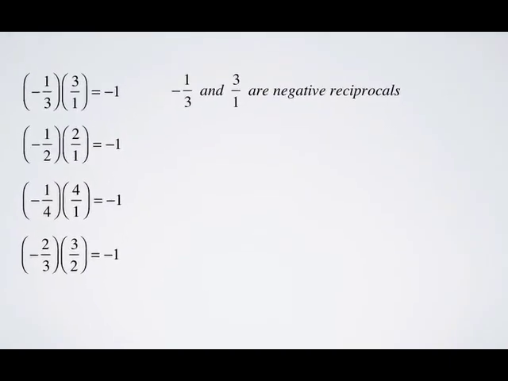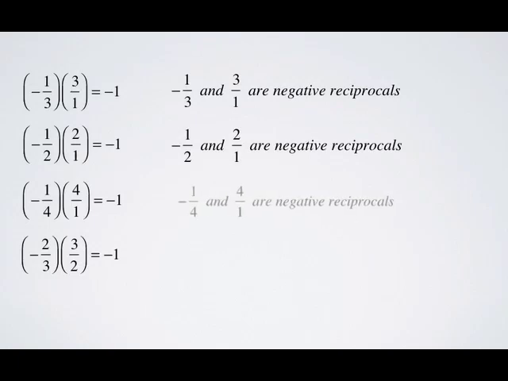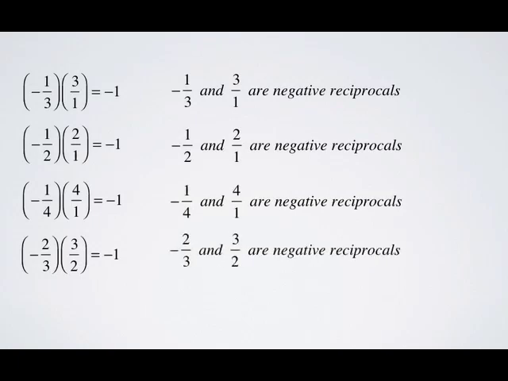In fact, we say that negative 1/3 and 3 over 1 are negative reciprocals. That may be the pattern that you've noticed. It's simply the bottom number becomes the numerator, and the old numerator becomes the denominator, and then the sign is switched. The same follows for negative 1/2 and 2 over 1. They're negative reciprocals. Notice how the numerator becomes the denominator and the denominator becomes the numerator. As well, the sign switches. Likewise for negative 1/4 and 4 over 1, and for negative 2/3 and 3 over 2.